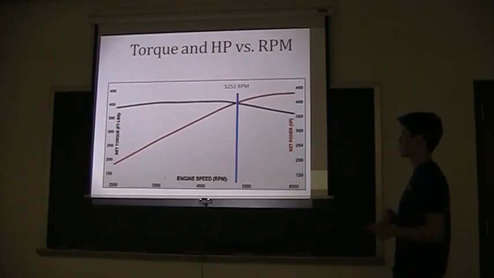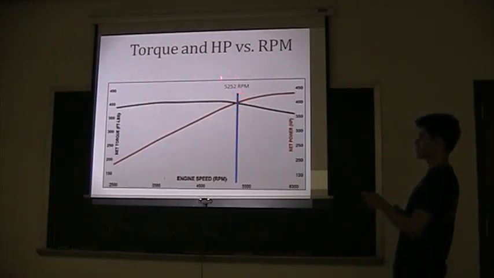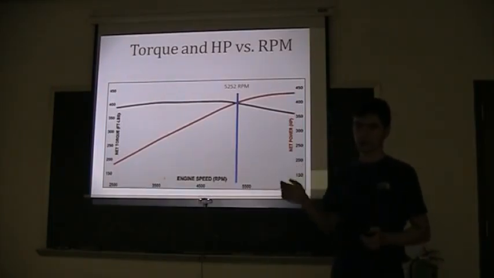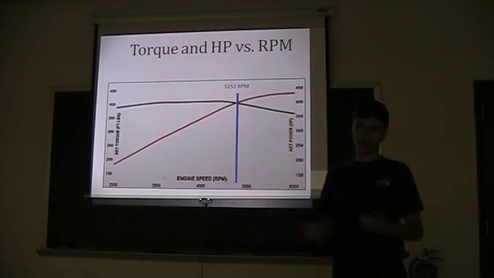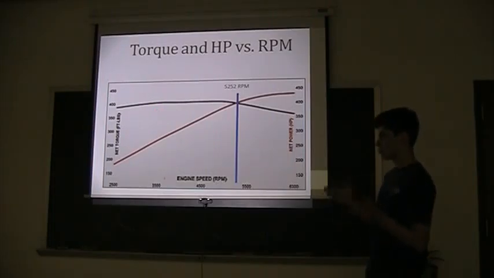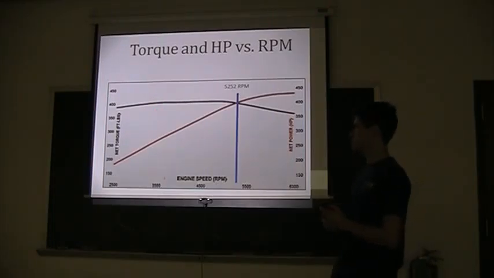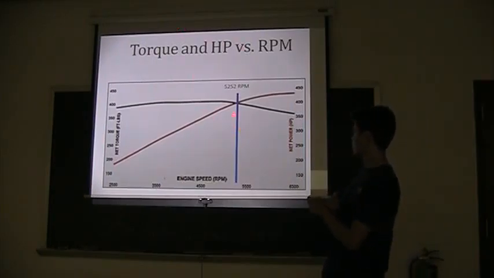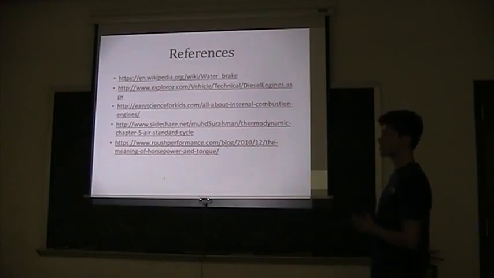And here's just a simple curve to show that. Right here where they meet is going to be roughly 5252 RPMs. And the shape of these curves depends on the engine performance. In most motor vehicles, your torque is going to peak up here early, 2,000 to 4,000 RPM. And your horsepower, again, it's going to peak later on, and it's going to be higher than torque past 5252. Any questions?